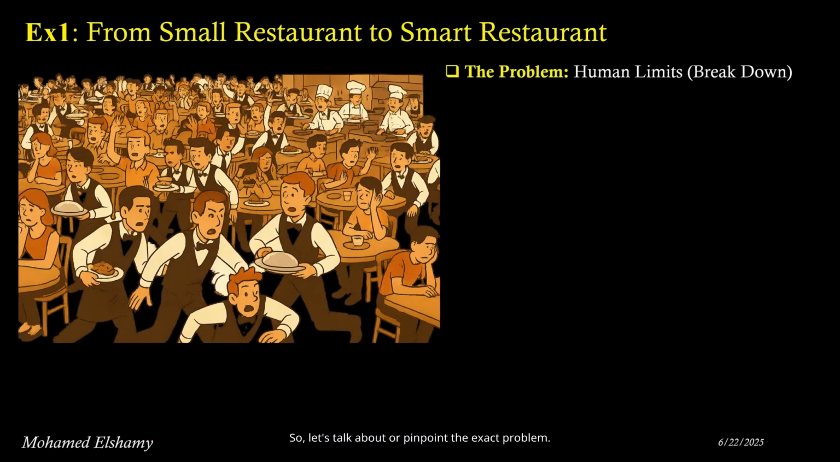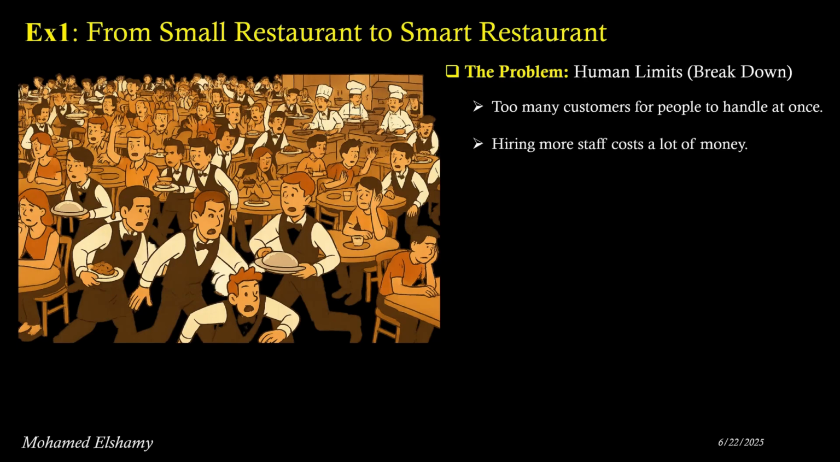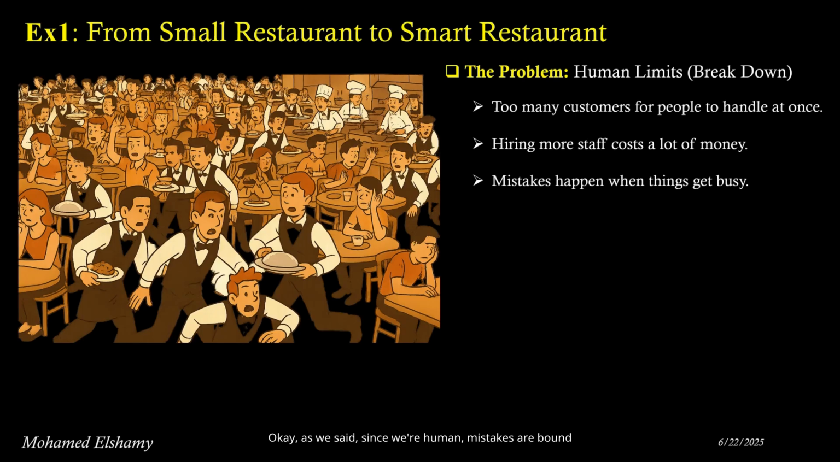So let's pinpoint the exact problem. The problem now is that we have something called human limits or breakdown, meaning the human capacity we have in the restaurant can't meet the customer's needs. So why does this happen? First of all, you have a lot of customers who all want to get their orders at the same time, right? You have to hire new waiters to be able to keep up with that large number of customers. Okay, as we said, since we're human, mistakes are bound to happen. For example, someone might mix things up or do something wrong, and that annoys the customer.